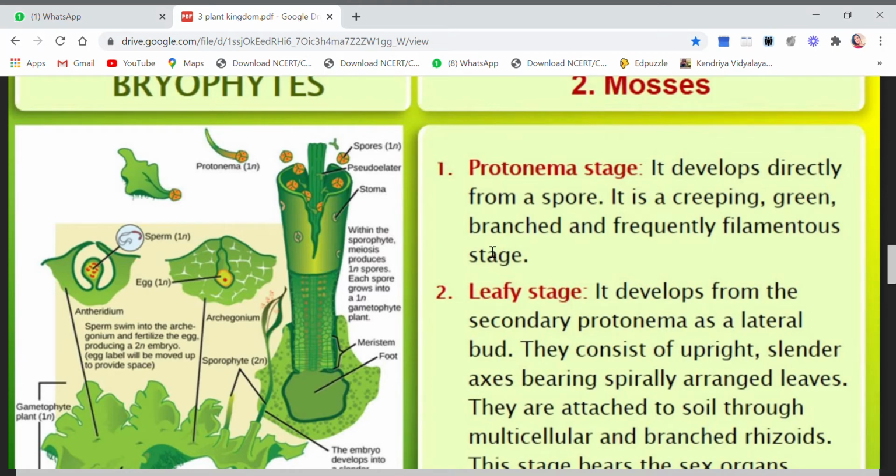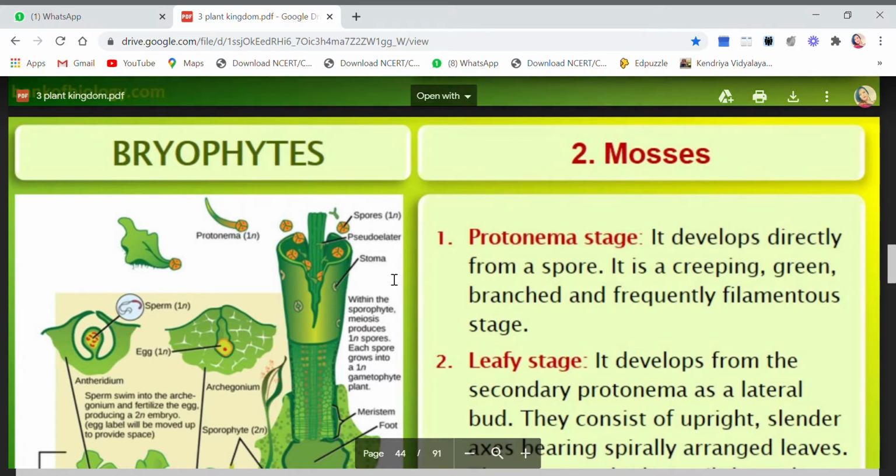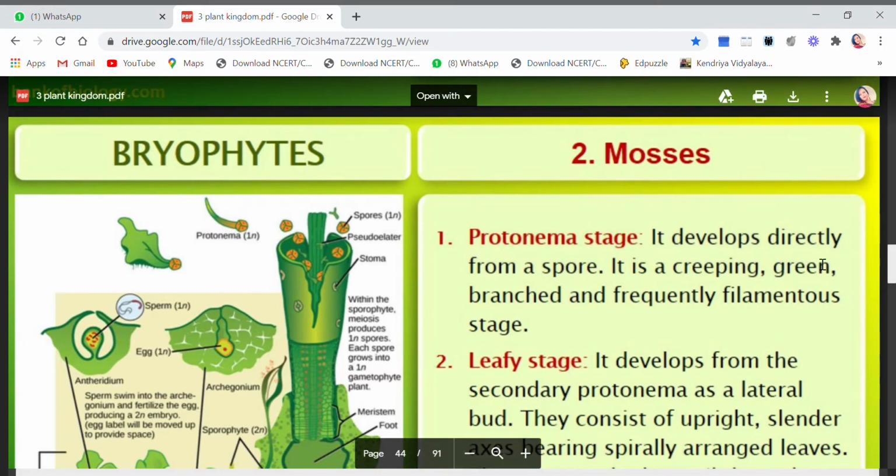Again, children, I am repeating that the sporophyte of moss is diploid. It will undergo meiosis to give rise to haploid spores, and the haploid spores, wherever they fall, I am only talking about the mosses, will give rise to a new gametophyte. Now here in mosses, the gametophyte has two stages. One is the protonema and the other is the leafy stage. The first stage formed from the spore is the protonema, which is creeping, green, branched and frequently filamentous.